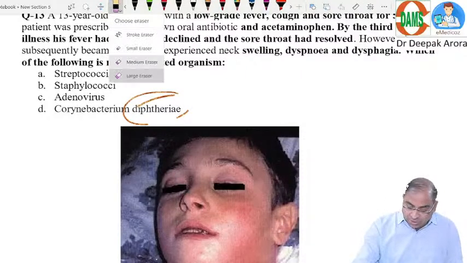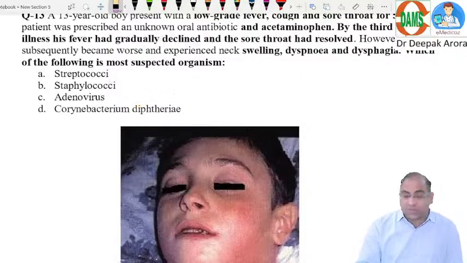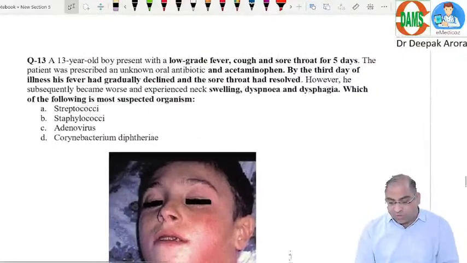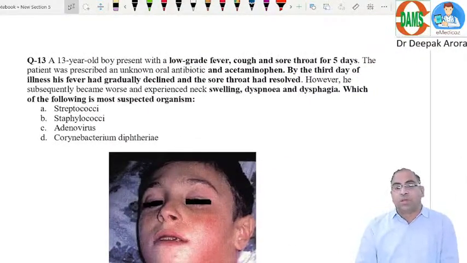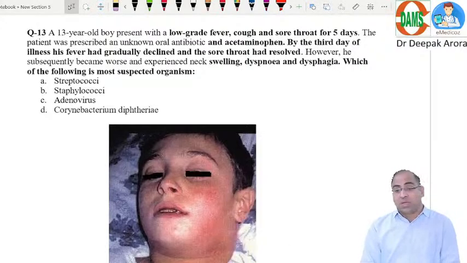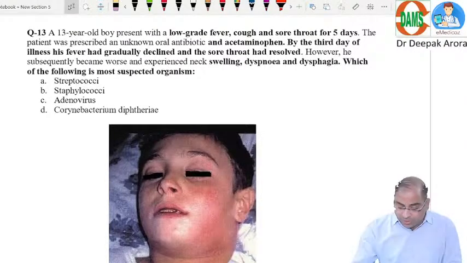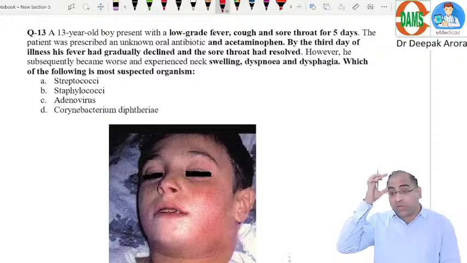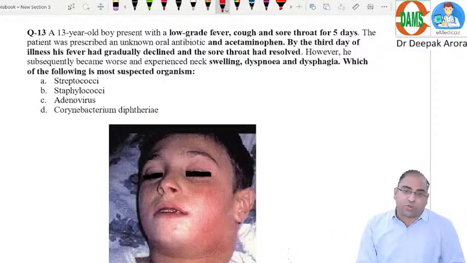This word I'm expecting they can ask you. Bull's neck is a feature of. So bull's neck, always remember, is your diphtheria. This type of typical history will be there. What is the important point you should remember? Which type of tracheostomy are we doing? We are doing low level tracheostomy in these patients.